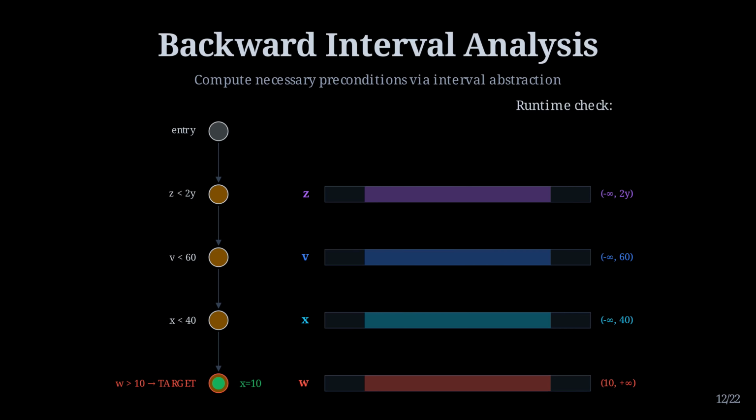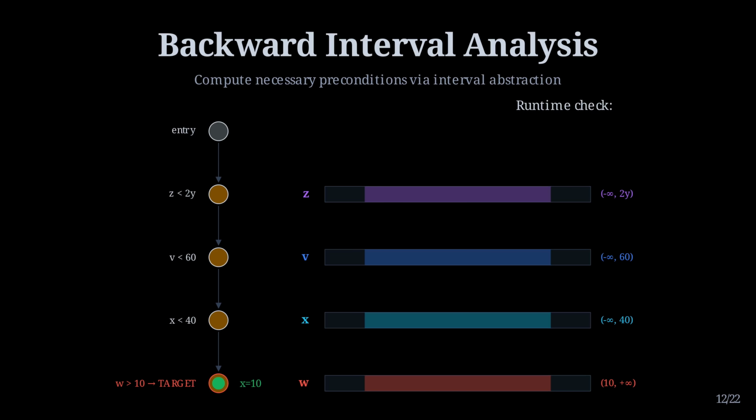The analysis is sound, meaning it computes an over-approximation of the true weakest precondition, which guarantees that every pruned path is genuinely infeasible. The trade-off is that the interval domain is coarse. It may fail to prune some paths that are actually infeasible, but it will never prune paths that can actually reach the target. And that's the property that matters more for correctness.